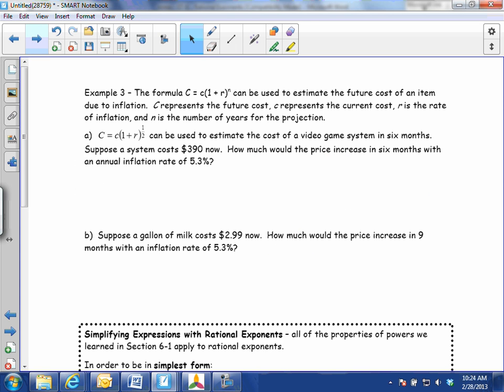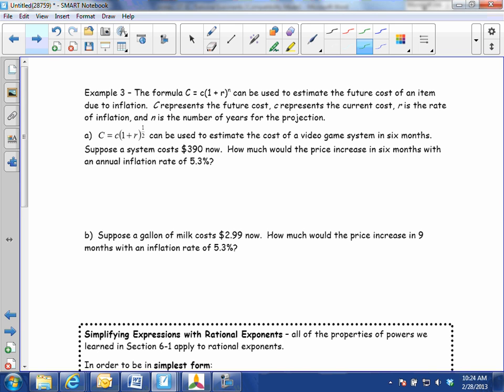In the formula, big C equals little c times the quantity 1 plus r to the n, which can be used to estimate the future cost of an item due to inflation. Big C represents the future cost, little c represents the current cost, r is the rate of inflation, and n is the number of years for the projection. We can use this to estimate the cost of video games within 6 months. Suppose a system costs $390 now. How much would the price increase in 6 months with an annual inflation rate of 5.3%?